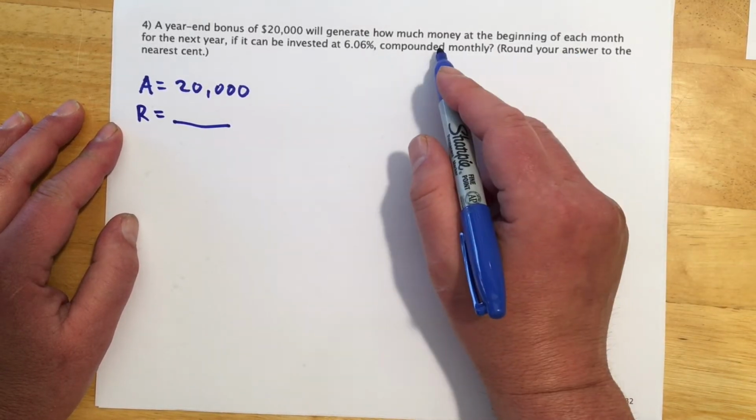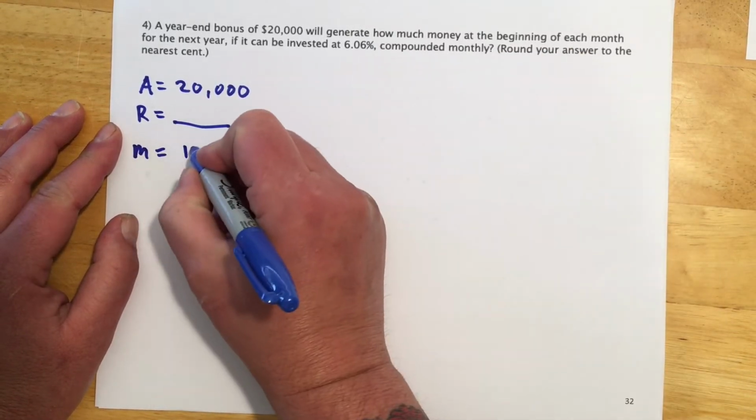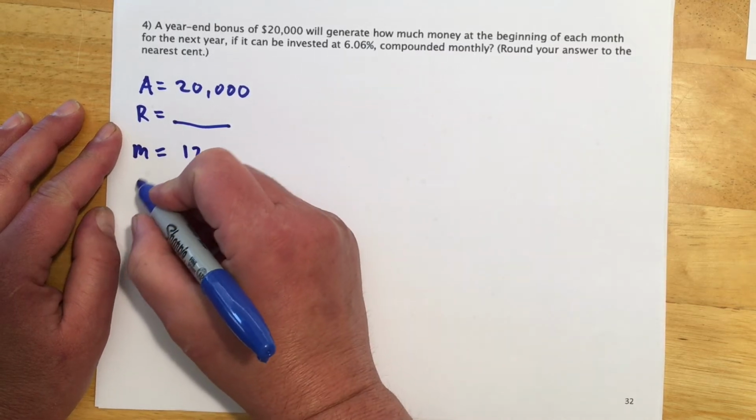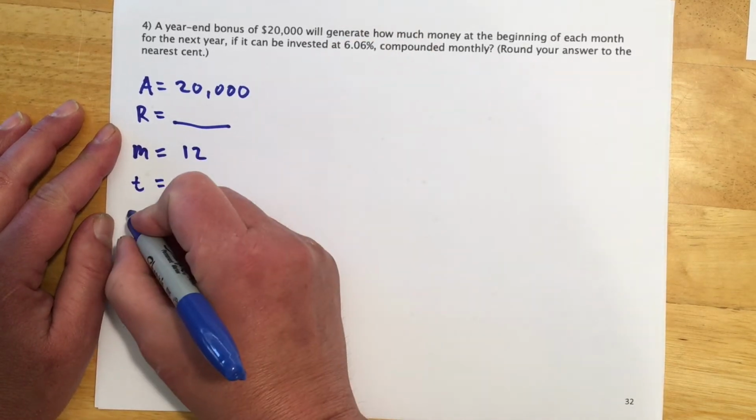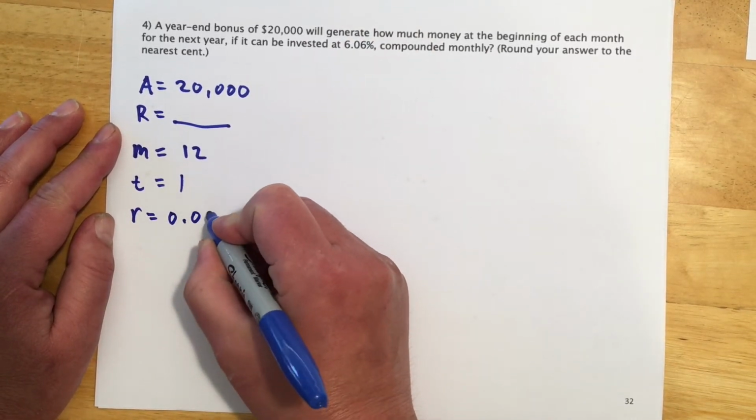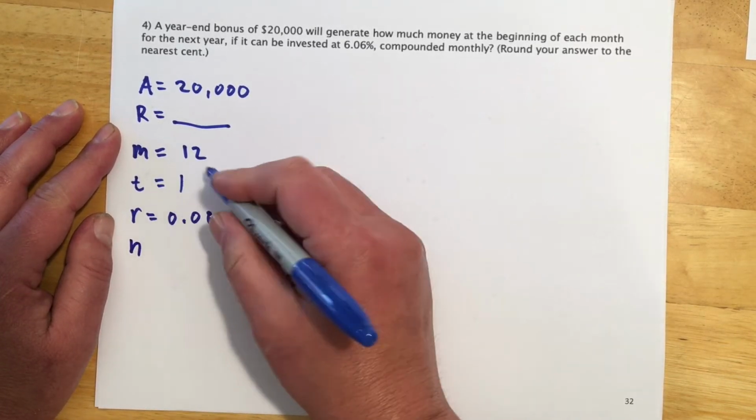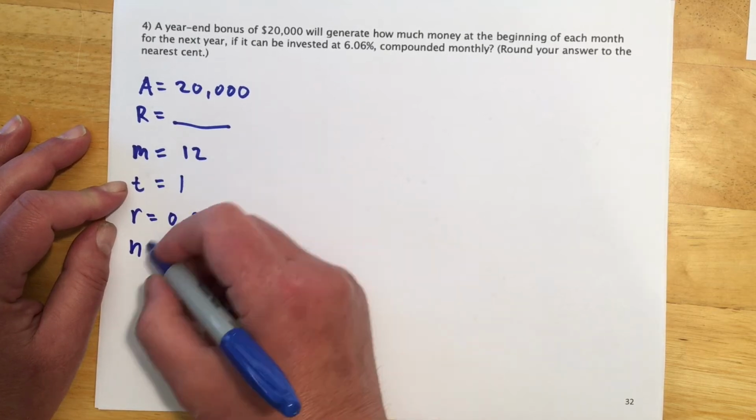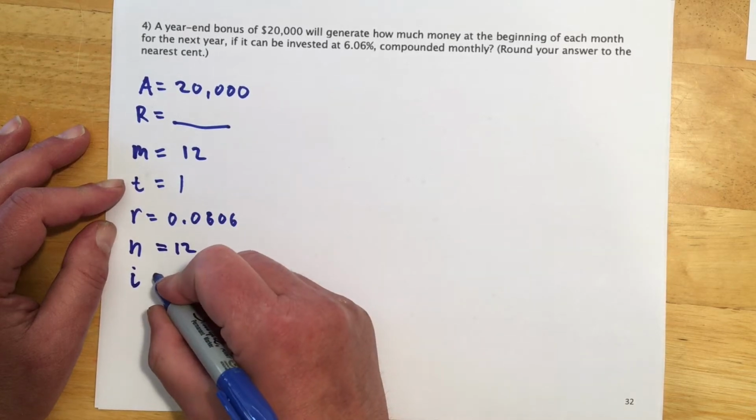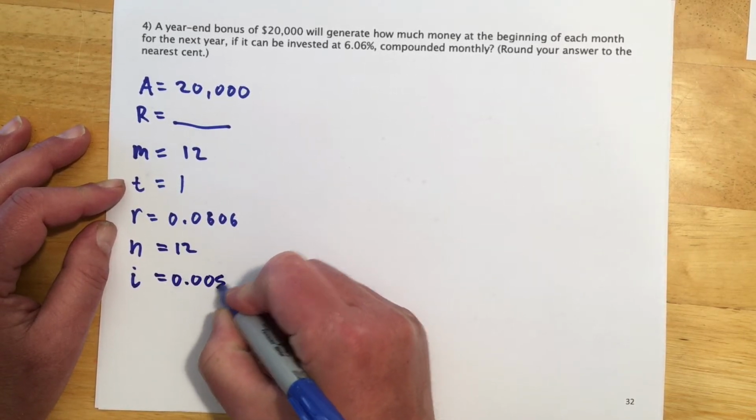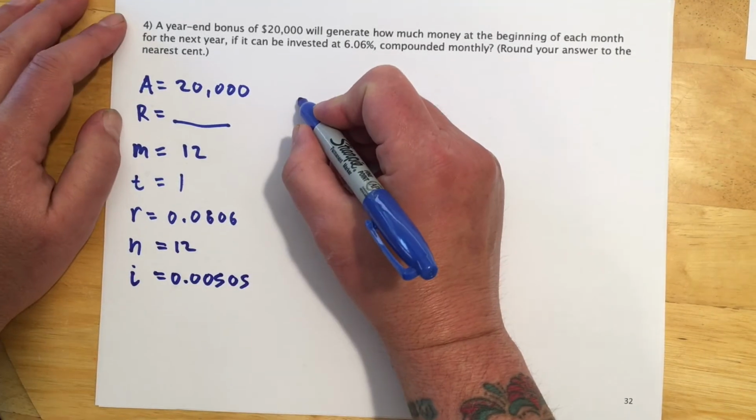M, let's see, was 12. And then T is 1. And then our rate was 0.0606, and then N in this case, since it's just 1 year, is 1 times 12, so that would be 12, and I is this divided by 12, and that made 0.00505. And then once again, I'm just throwing all that in the formula, so I'll just copy it down over here.